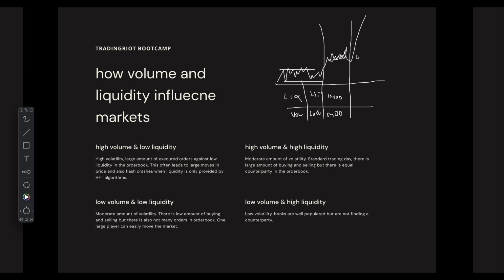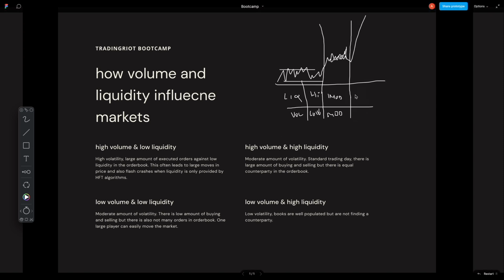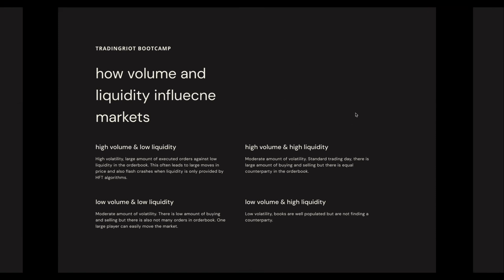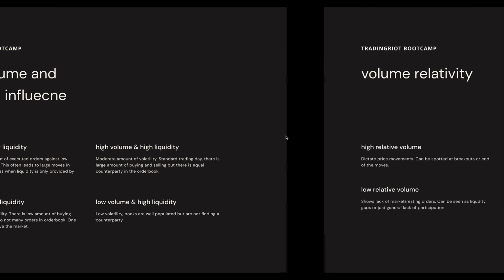And once there is this huge spike in the market, this means that there is low liquidity and high volume. Once again, not many orders are in the book, but there is a lot of incentive to buy or sell the market. So this is high, but this is quite low. So this is volume and liquidity, and this is once again a good thing to understand because you will be able to determine the conditions you are currently in.